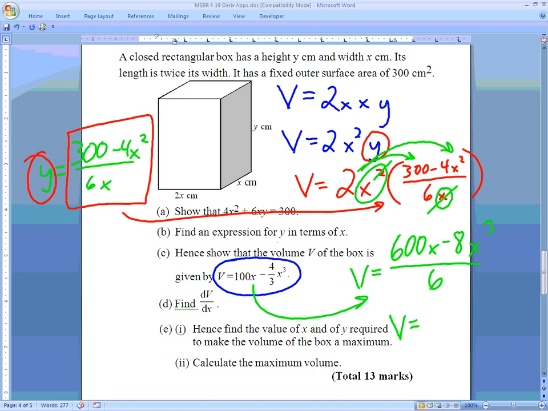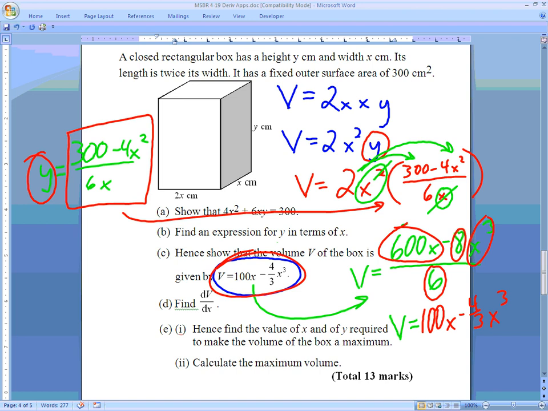So we start with my 600, and we're dividing that by 6. Well, if I have 600 x's and I divide it by 6, I'm left with 100 x's. And then I have negative 8 divided by 6, which is 8/6, which reduces to 4/3. And then I just bring down my x cubed, so 4/3 x cubed, and now we have the same thing that they had right here.